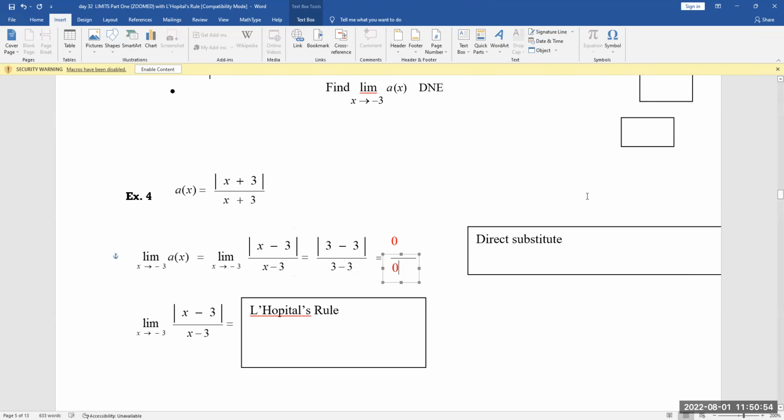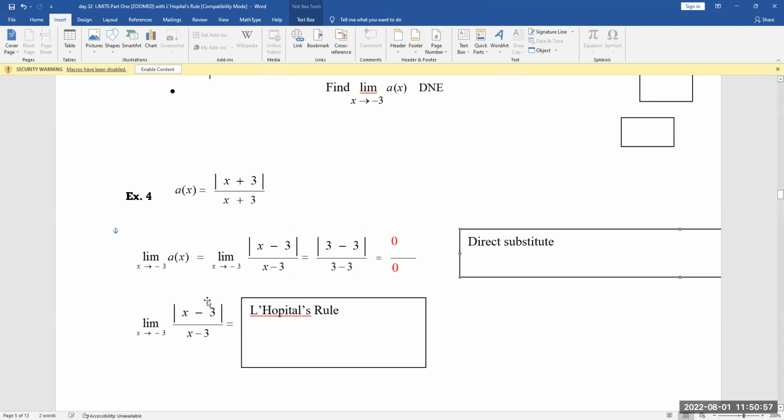And so L'Hopital's rule does apply. Question is, do you know how to take the derivative of the absolute value of the numerator? Well, try to remember that the absolute value is either the same or the opposite of this. The absolute value of a number is either positive or negative. It's distance from 0. And so in the numerator, its derivative would be plus or minus 1.